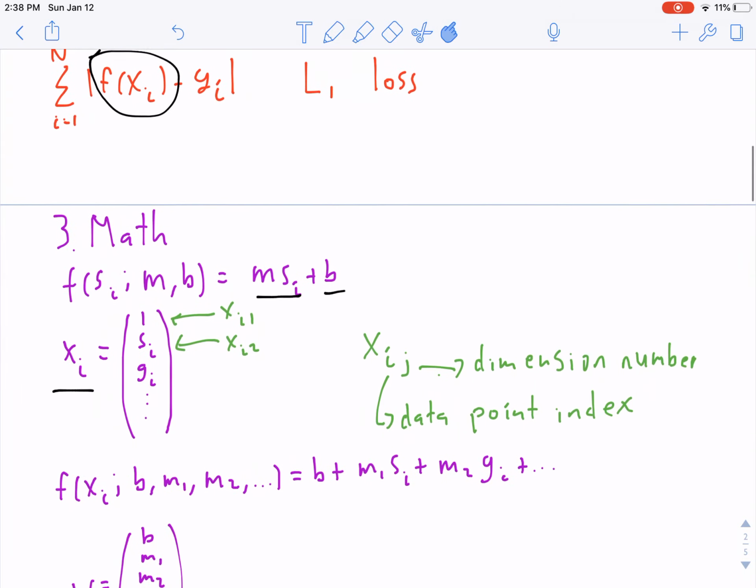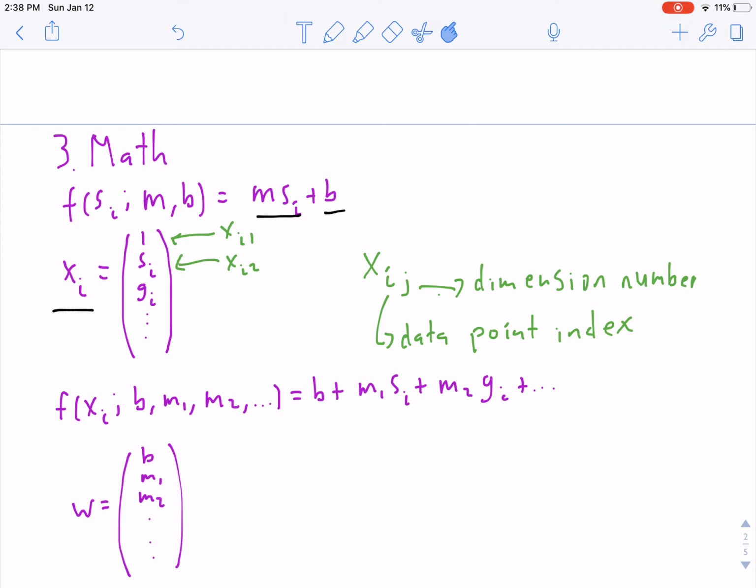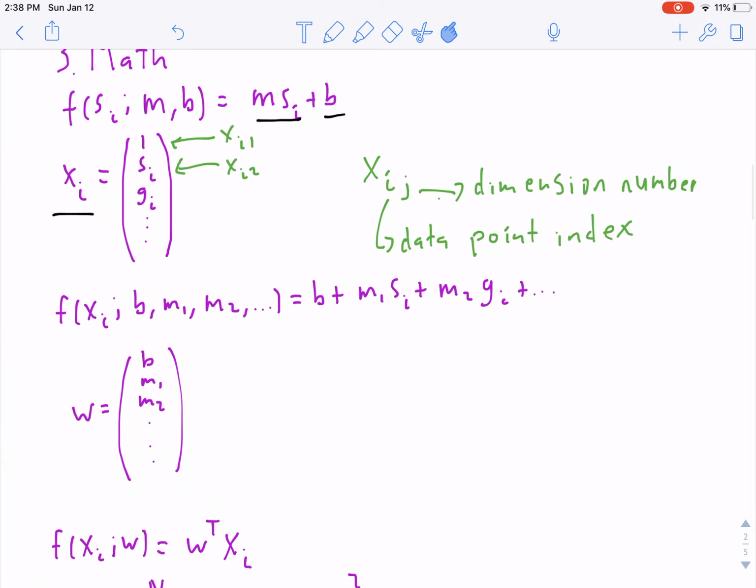So we can actually write this much more conveniently if we write this vector w, and w is just the column vector that's like b, m1, m2, so it's the intercept and then all the slopes corresponding to all the dimensions. And then what we'll see is that our prediction, b plus m1 si plus m2 gi all the way down, can actually just be written as the dot product of w and xi, so just w transpose xi.